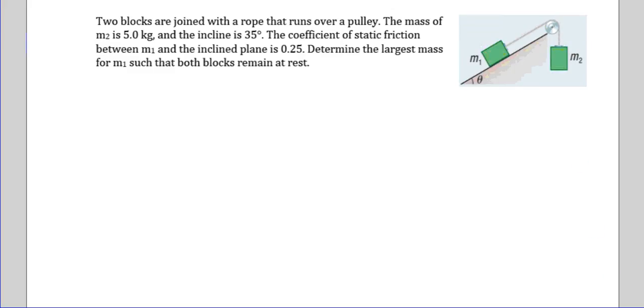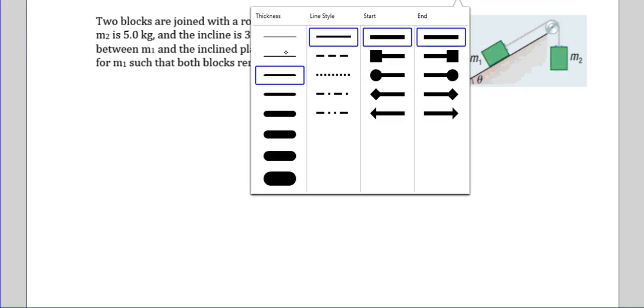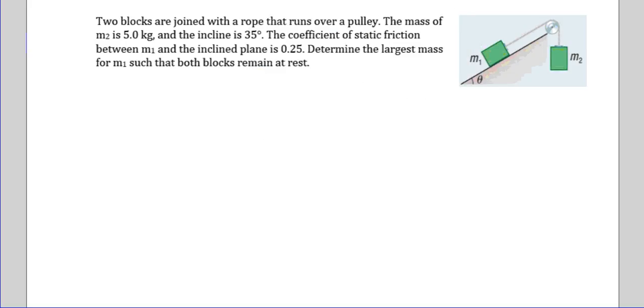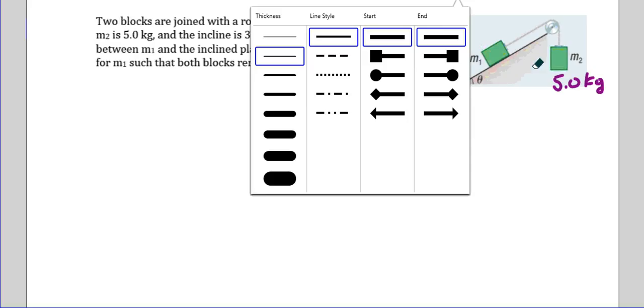Here is the question that we didn't get to finish yesterday in class. We are looking at two blocks connected with a rope over a pulley. We have the mass of the first block, which is 5 kilograms. And we have the incline, which is 35 degrees.